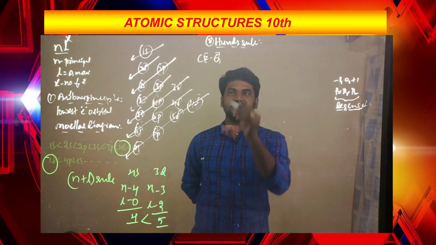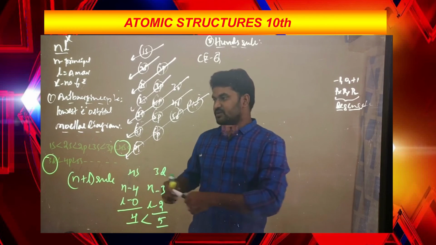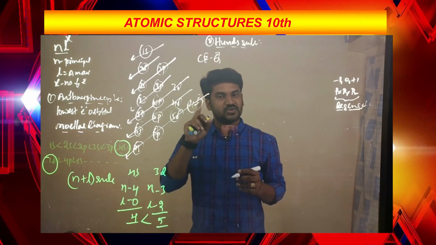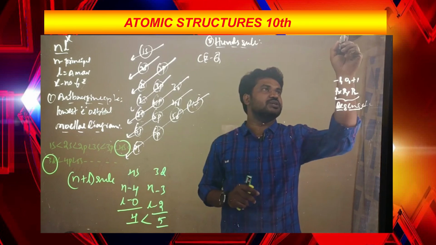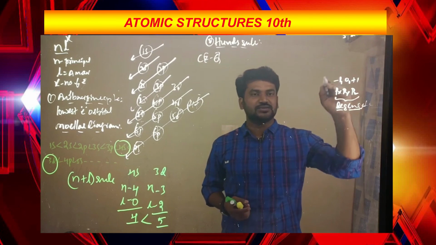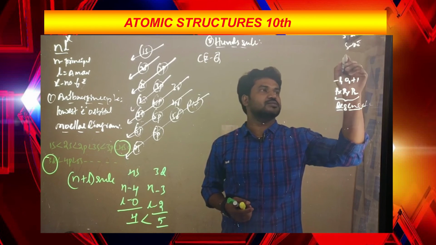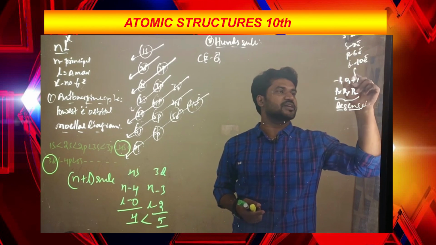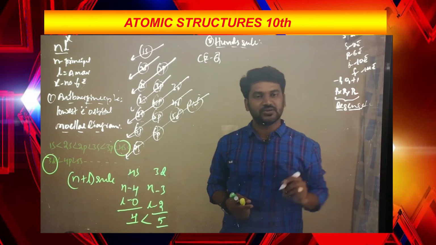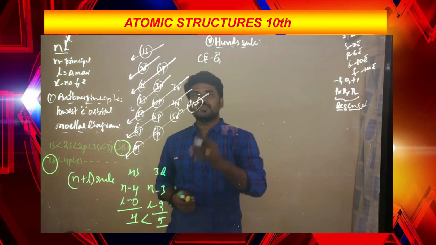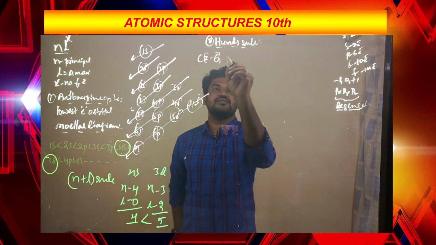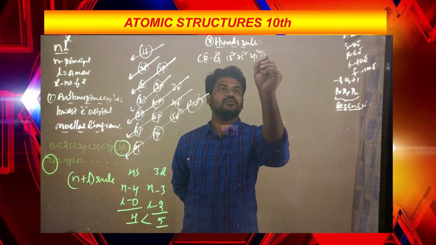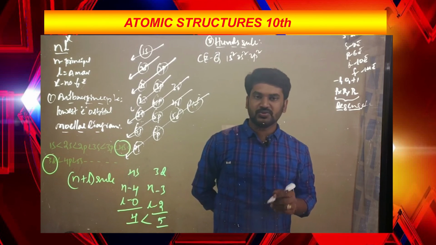Carbon number is 6. So we can write the configuration as per Bohr principle, right? And we know in each suborbital there are only 2 electrons. According to that, s orbital can hold 2 electrons, p can hold 6 electrons, d can hold 10 electrons, and f can hold 14 electrons. Yes or no? So here we are writing the carbon configuration, that is 1s2, 2s2, 2p2.